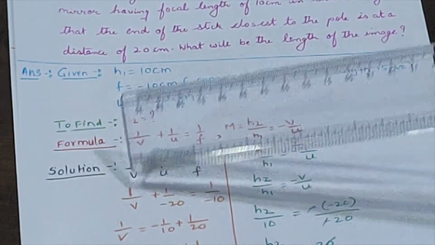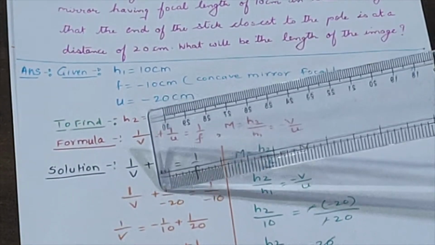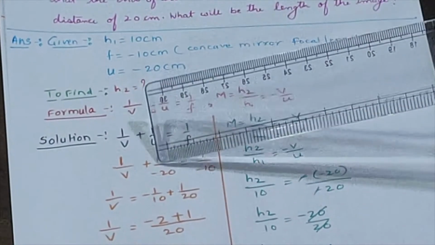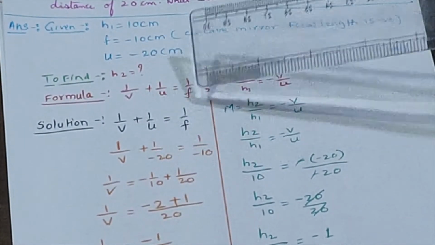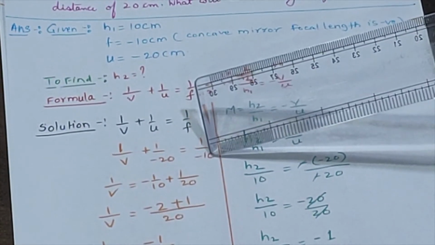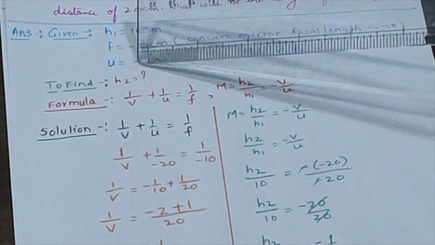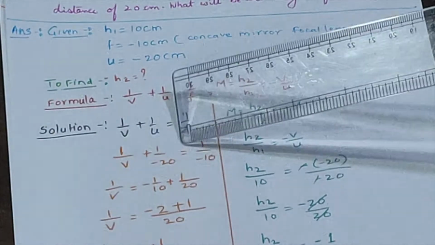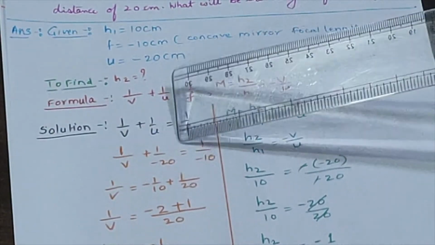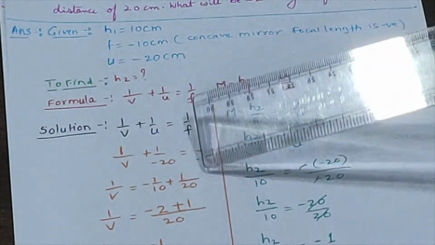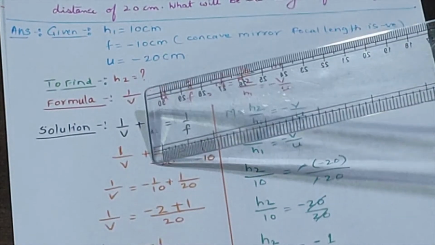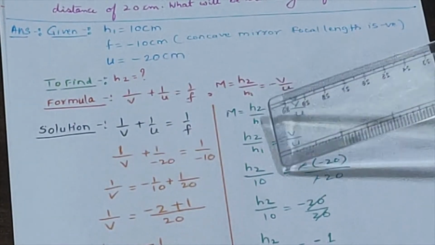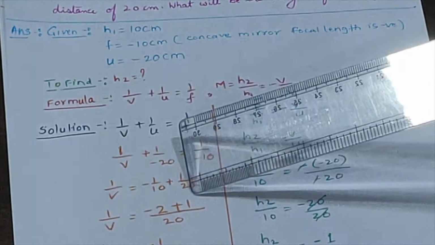So 1 upon v, now let's substitute. Plus this u value is given as minus 20, fine, is equals to 1 upon f is given as minus 10. So here, since I want to find out v, let 1 upon v be on the left hand side and this entire thing go on the other side. So here is minus 1 upon 10. This was minus because plus minus is minus, so if you go on the right hand side it becomes plus. So plus 1 upon 20.